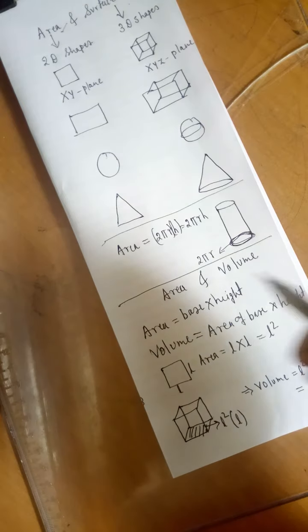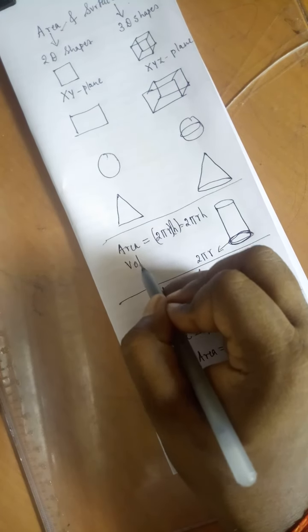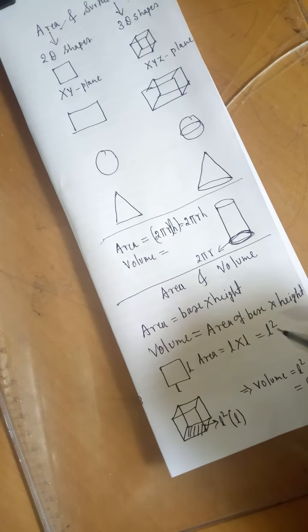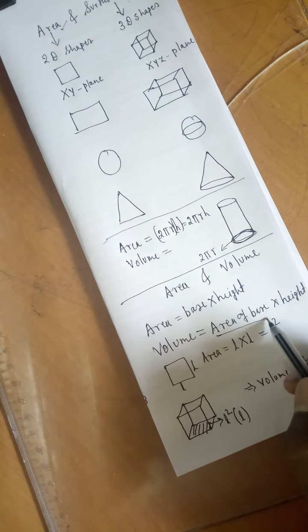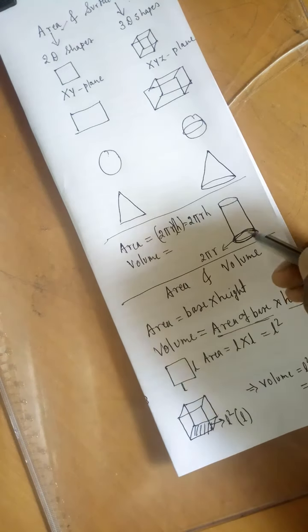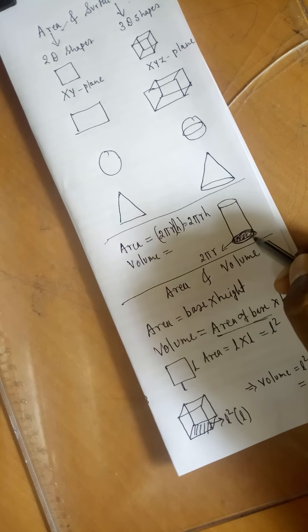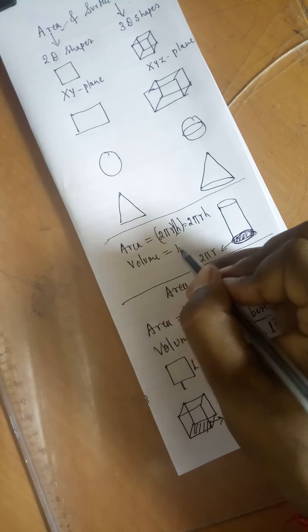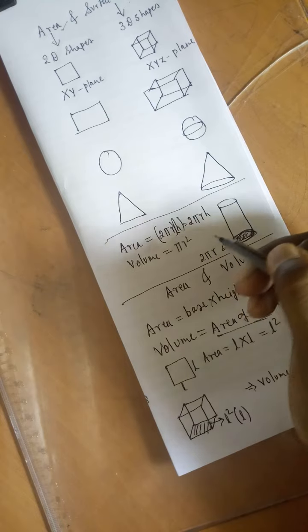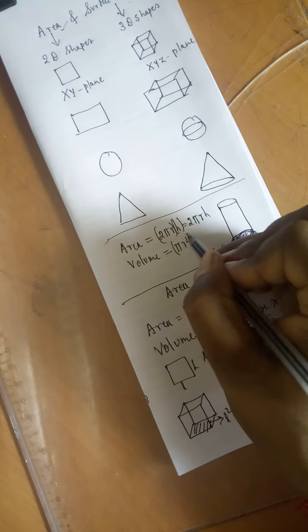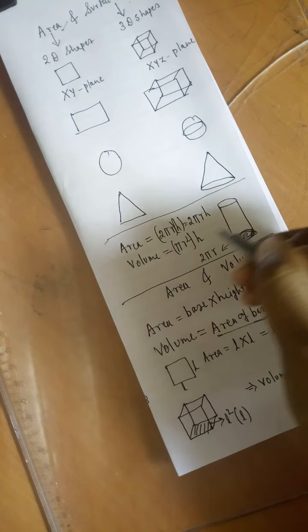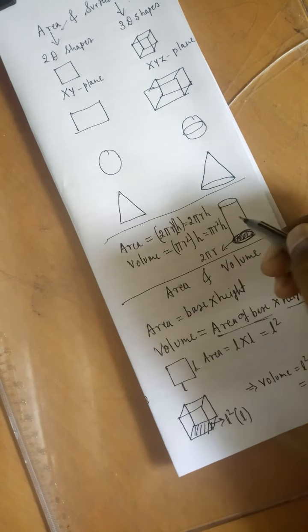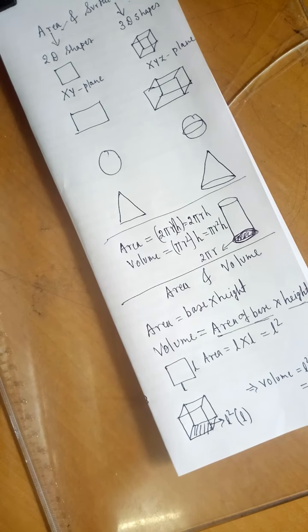And when I talk about the volume of the cylinder, how do we get the volume? Back to this point, area of base into height. As its base is a circle, what will be the area of base? Area of base is pi r square. And what is its height? Height is h. So therefore its volume will be pi r square h. Hope you have understood, right?